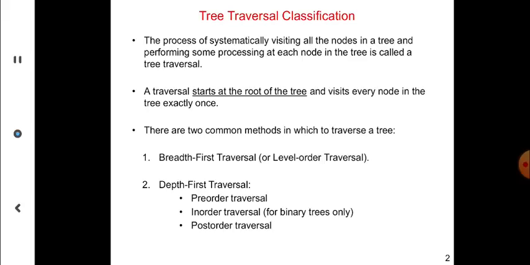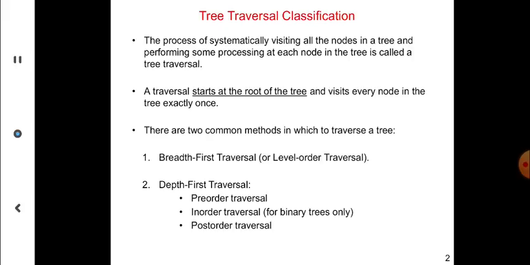And there are two common methods in which to traverse a tree. One is called breadth first traversal. That means I traverse the tree by level. That means level 0 first, then level 1, then level 2 and so on. This is level order traversal. And depth first traversal, we basically have three types of traversal: pre-order traversal, in-order and post-order.